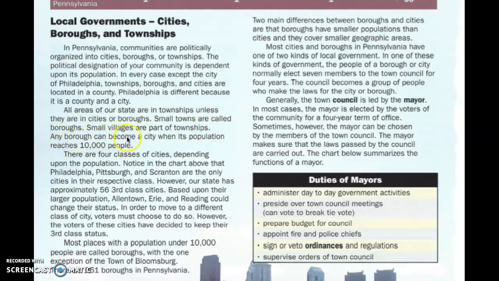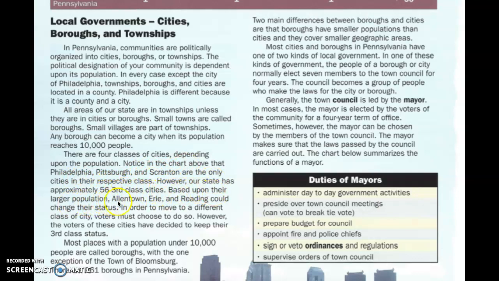Any borough can become a city when its population reaches 10,000 people. There are 4 classes of cities depending upon the population. Notice in the chart above that Philadelphia, Pittsburgh, and Scranton are the only cities in their respective class. However, our state has approximately 56 third-class cities.